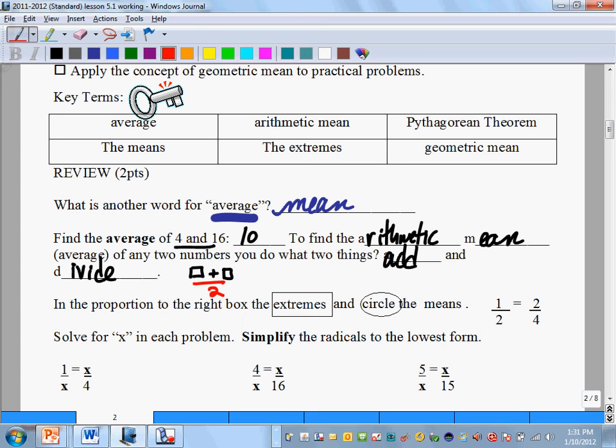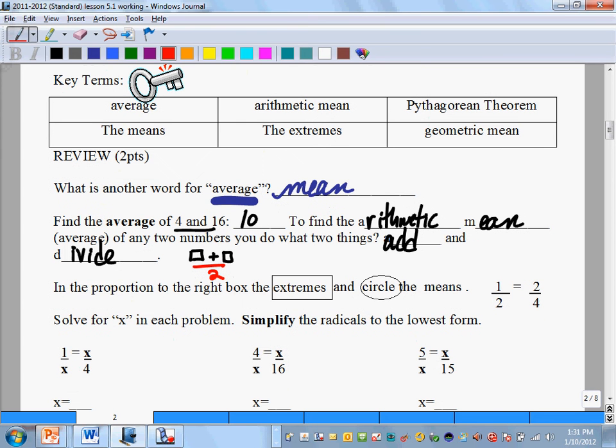Now there's another kind of mean. Take a look here. When we did proportions, I'd like you to number these from least to greatest. We have a 1, a 2, a 2, and a 4. Where do those come from? Right here. The numbers that are in the very beginning and very end, box them.